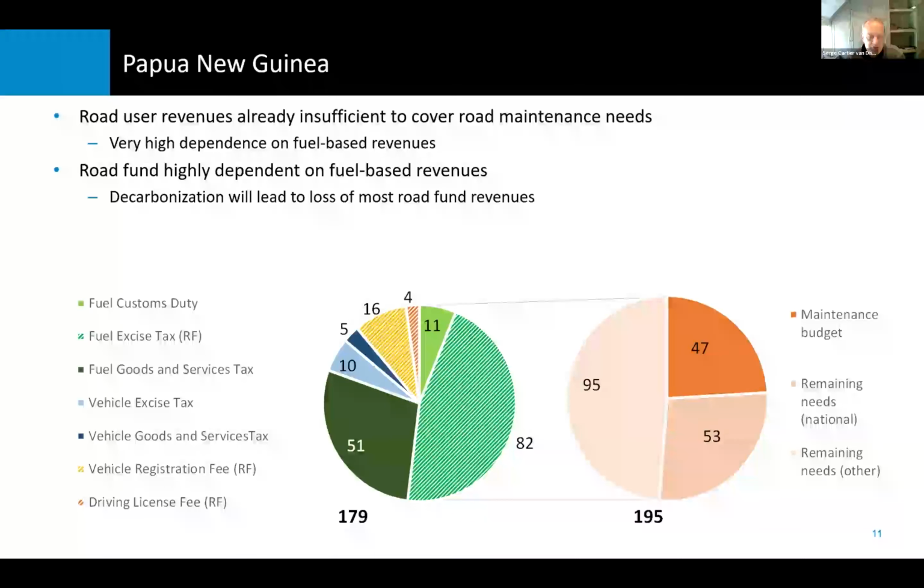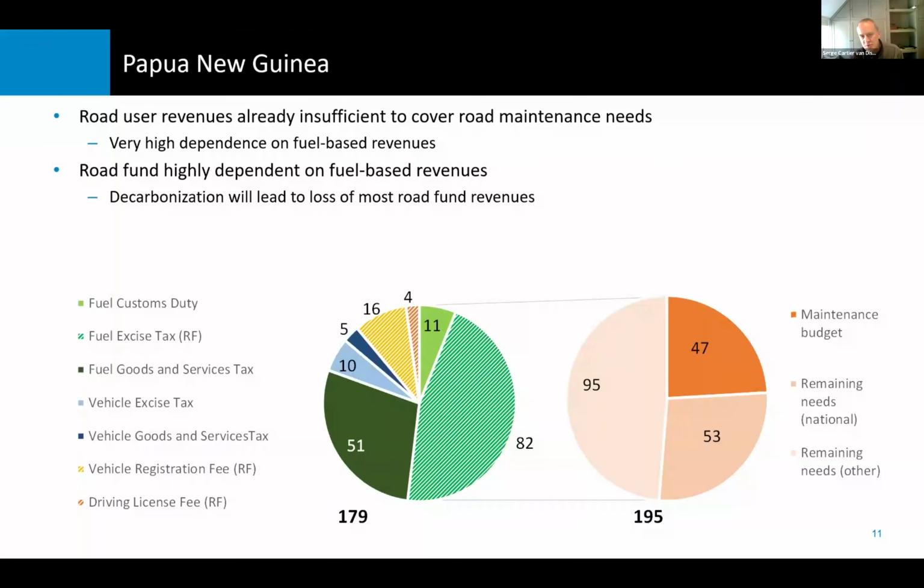Papua New Guinea is a very different situation. Here we see that the revenues are actually a bit lower than the road maintenance needs. Still a very high dependence on fuel-based revenues, so they stand to lose a lot of their very limited revenues that they are collecting. What is more worrying is that a lot of that fuel-based revenue currently goes to the road fund, or the road fund that is being established. So if that gets lost, it will have a direct impact on road maintenance financing.